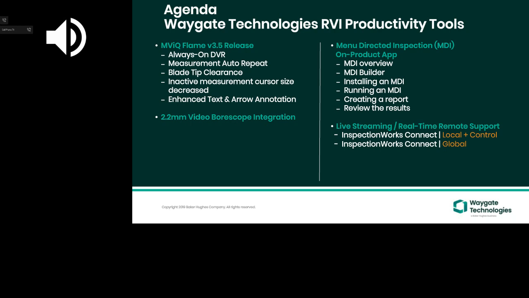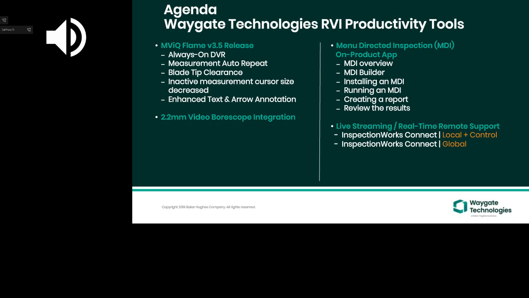So I want to show you blade tip clearance. We've done some things to declutter the screen and make the screen more useful around the cursor sizes and the text and the annotation sizes. Something else I want to show you in the productivity section is now you're able to do a better job inspecting more things, like in small passageways in castings or turbine blades or oil lines. We have this 2.2 millimeter video borescope that is fully integrated with the Mentor Visual IQ.